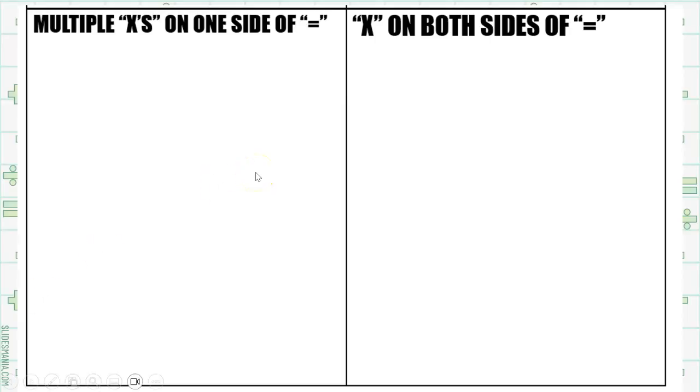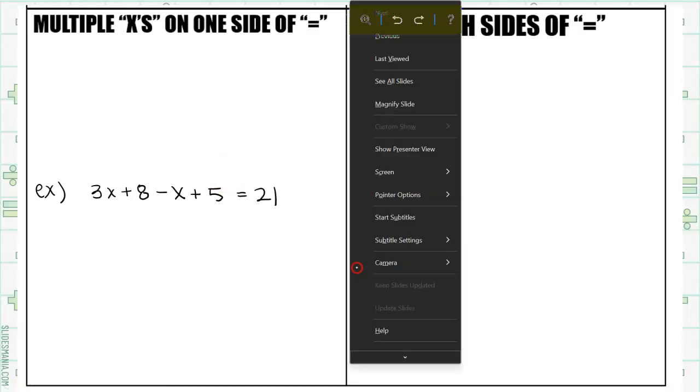All right, I hope that went well for you. And here we're just going to continue on in the adventure of learning how to solve equations. It's going to get a little bit more difficult from here. So for example, we will have something that looks like this: 3x + 8 - x + 5 = 21. And what you'll notice is that now we have multiple x's on one side of the equation. So as we talk through the process of doing that, we will solve this problem.